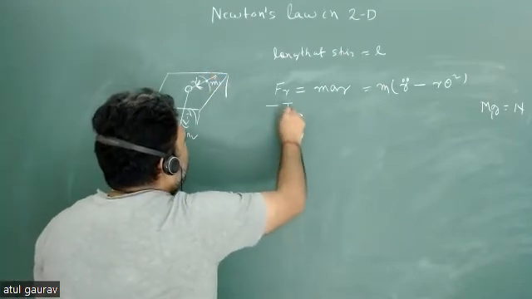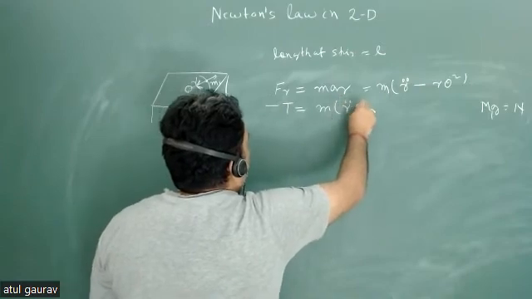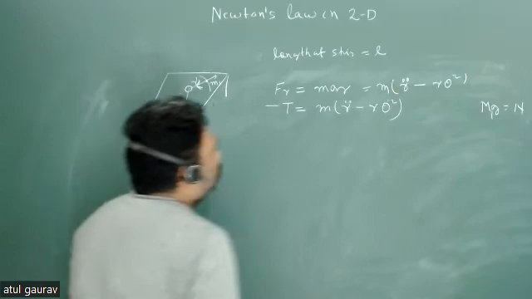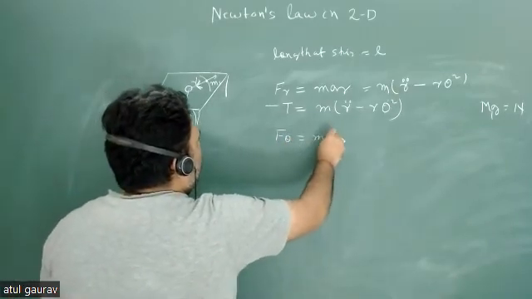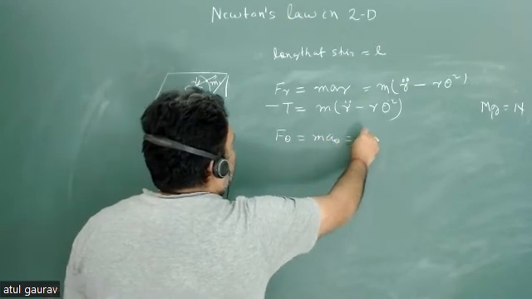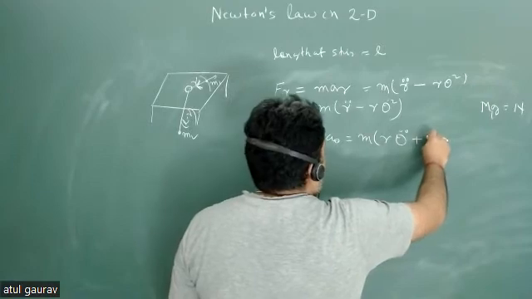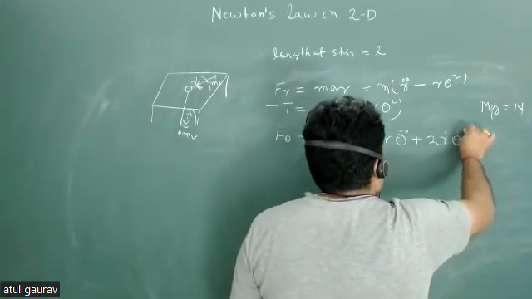So we will take minus T is equal to m (r double dot minus r theta dot square). What will we have for theta? m a theta, that is equal to m (r theta double dot plus 2 r dot theta dot).